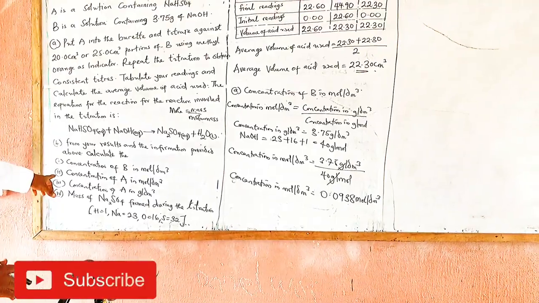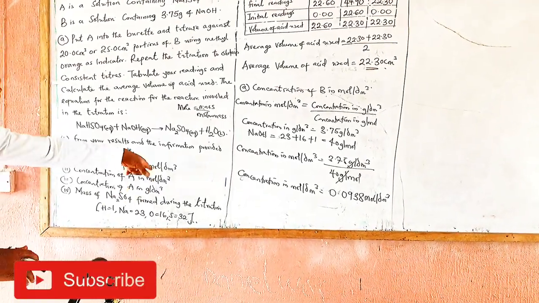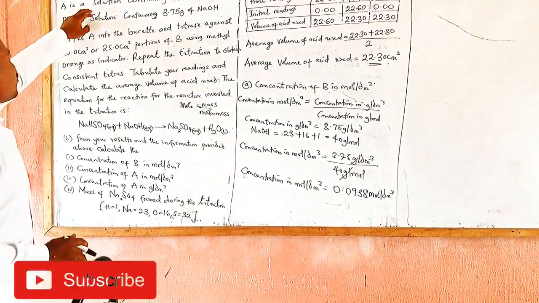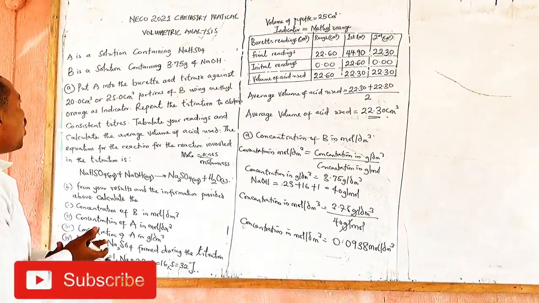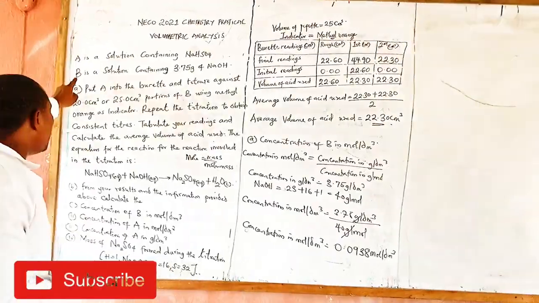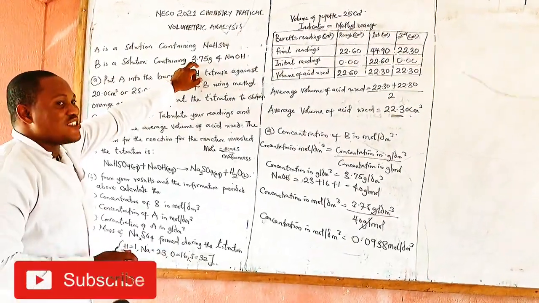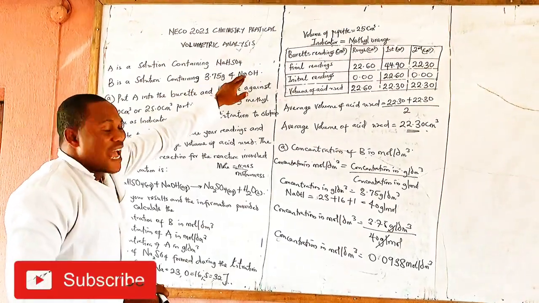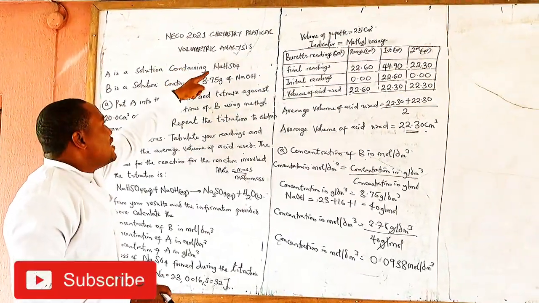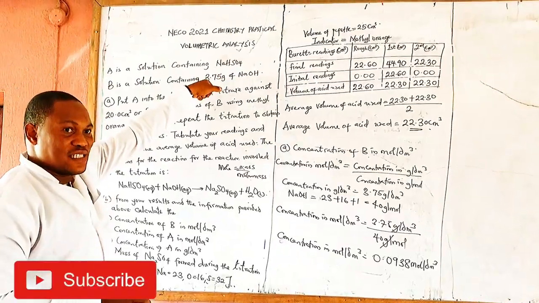Okay, we move to the second one. Concentration of A in mole per dm³. Look at A. It's a solution containing this. They didn't even give us either the mass or the mole. Which means B is standardized already because they gave us the value. So we want to use the standardized NaOH to get the NaHSO4 now. Can you see that now?